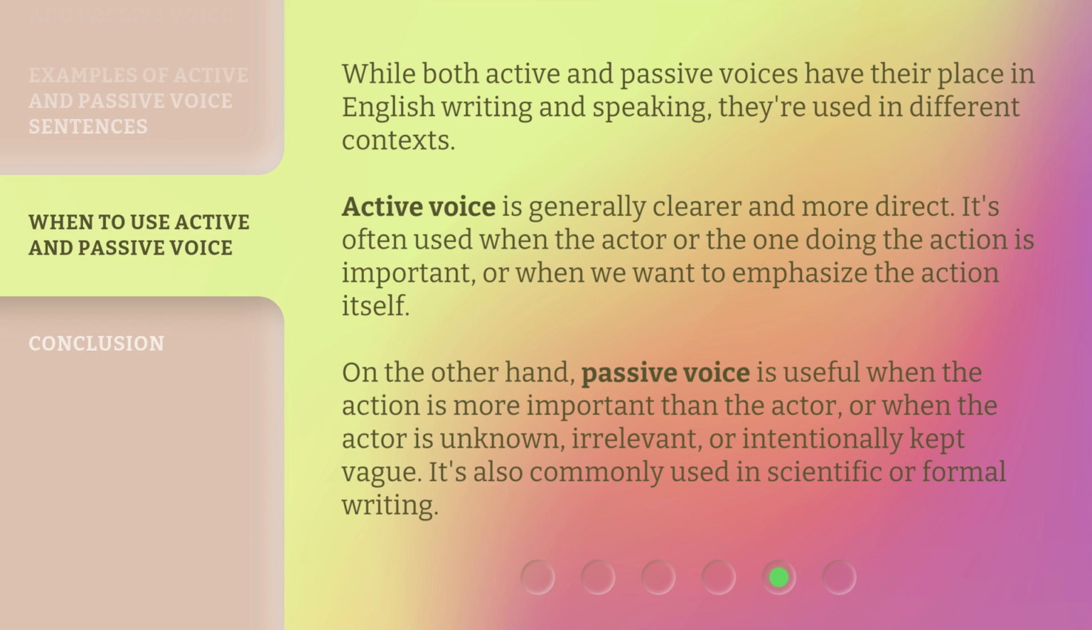Active voice is generally clearer and more direct. It's often used when the actor, or the one doing the action, is important, or when we want to emphasize the action itself. On the other hand, passive voice is useful when the action is more important than the actor, or when the actor is unknown, irrelevant, or intentionally kept vague. It's also commonly used in scientific or formal writing.